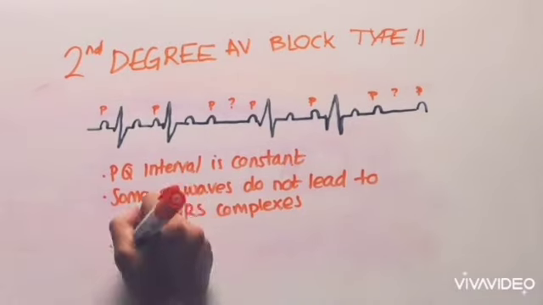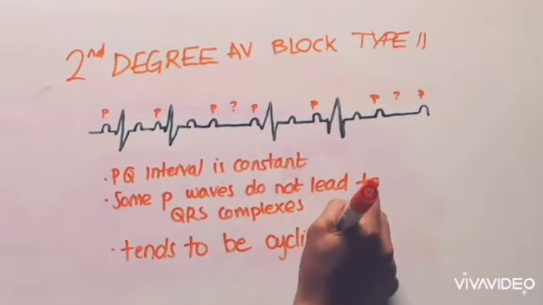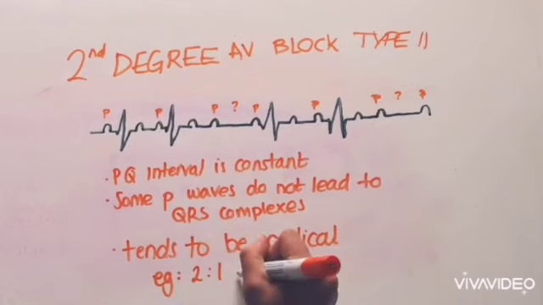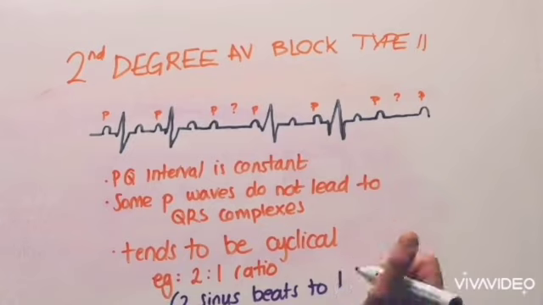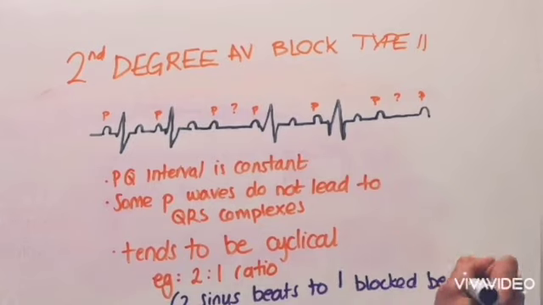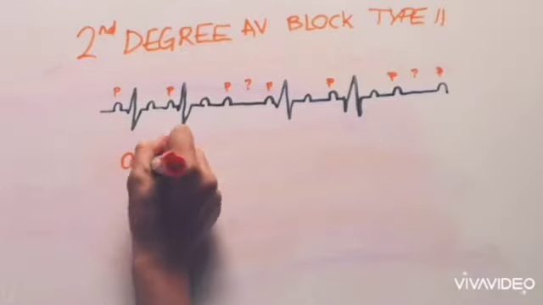question marks. This is normally in a cyclical fashion, so it tends to be represented as a ratio, for example 2 to 1, e.g. 2 sinus beats to 1 block beat. Second degree AV block, type 2, is never normal.